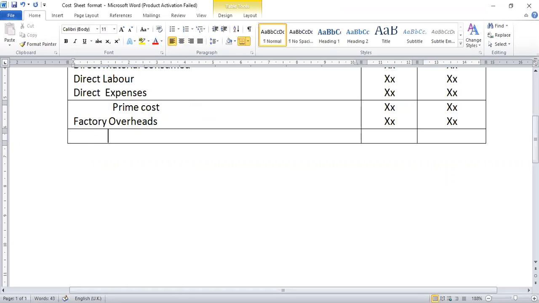So you will get factory cost. This is a factory cost. Factory cost is also known as works cost. Okay, remember that works cost means factory cost, but works on cost, that will be your factory overheads. Works on cost, that means factory overheads. So factory cost or works cost will be prime cost add factory overheads. Got it? Now complete the format first.